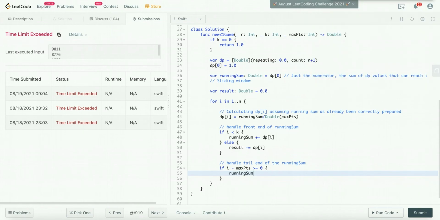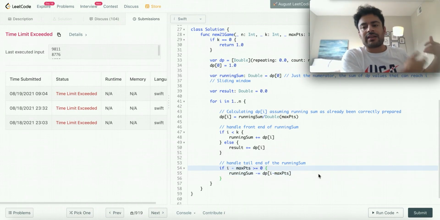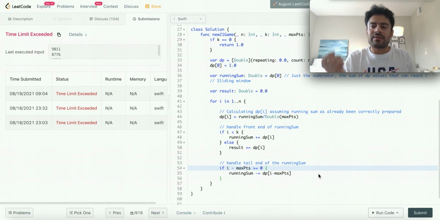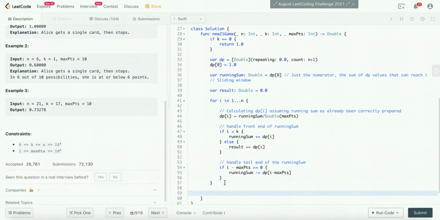If everything is okay at that end, we'll just remove the dp value from that end, right? You have to remove the dp value at the maximum end at the back, which we get by subtracting max points. That's the maximum you can go back, right? And that's it. Let's just return the result.